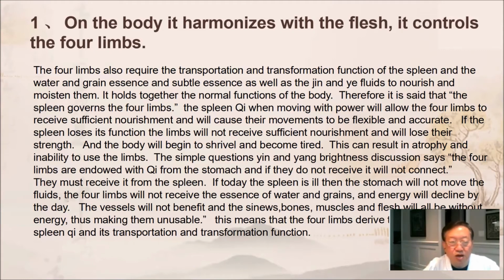The Simple Questions Yin and Yang Brightness discussion says, the four limbs are endowed with qi from the stomach, and if they do not receive it, they will not connect. They must receive it from the spleen. If today the spleen is ill, then the stomach will not move and the fluids of the four limbs will not receive the essence of water and grains, and energy will decline by the day. The vessels will not benefit, and the sinews, bones, muscles, and flesh will all be without energy, thus making them unusable. This means that the four limbs derive their normal use from spleen qi and transformation function.